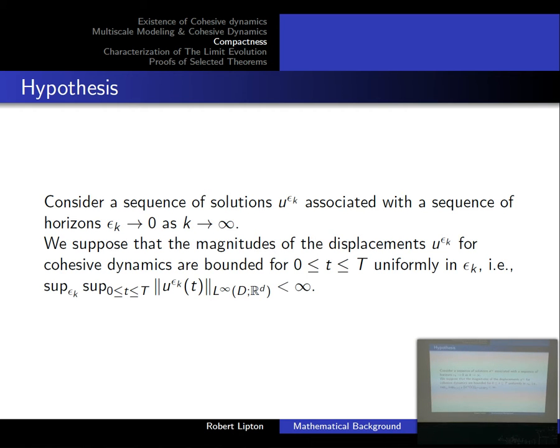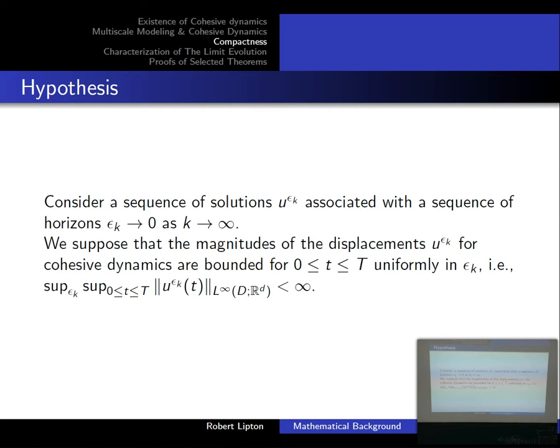Now what we'd like to do is understand what is happening as epsilon goes to 0. So we look at a family of solutions to these dynamics, letting epsilon k be 1 over k, for example. Okay, so we send epsilon to 0 and we send k to infinity.